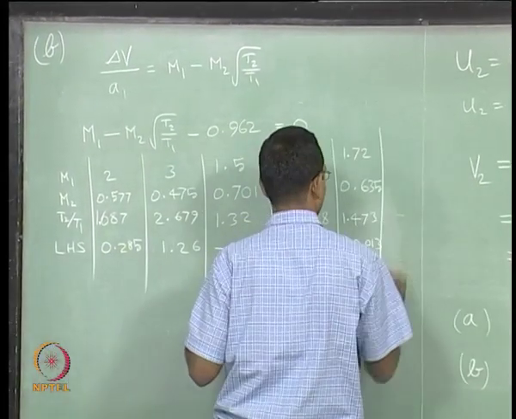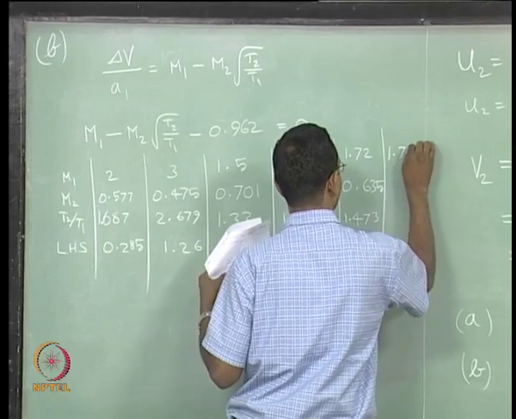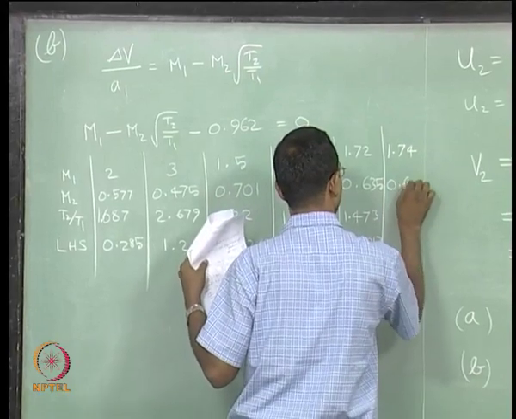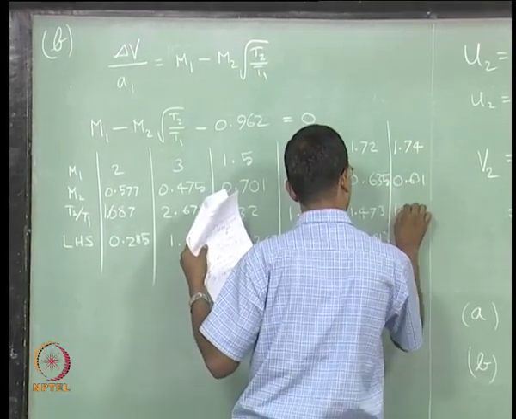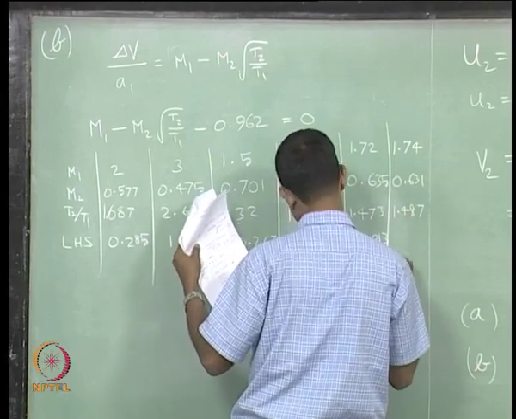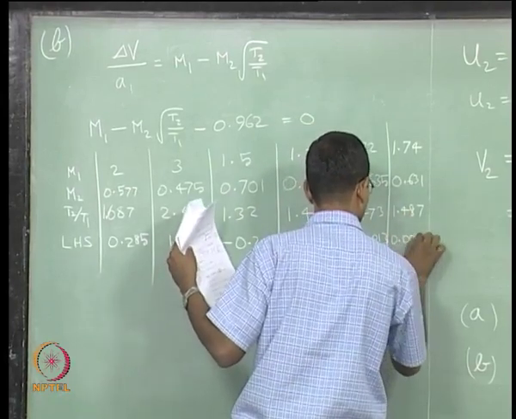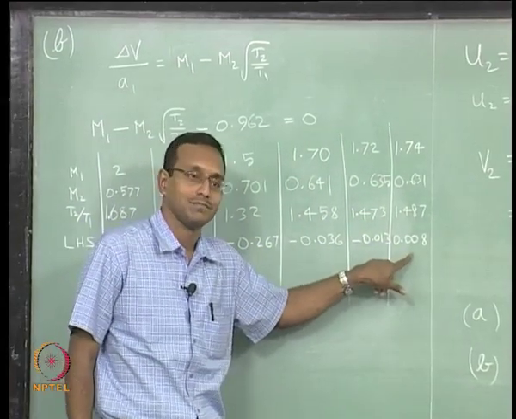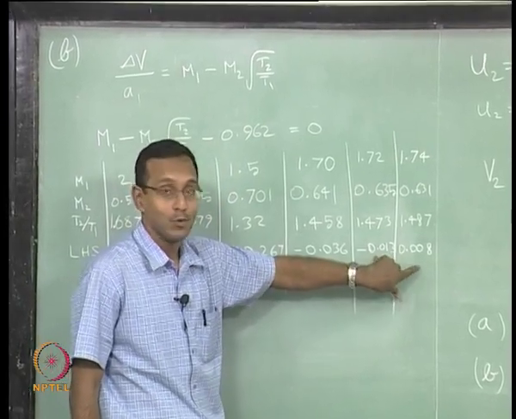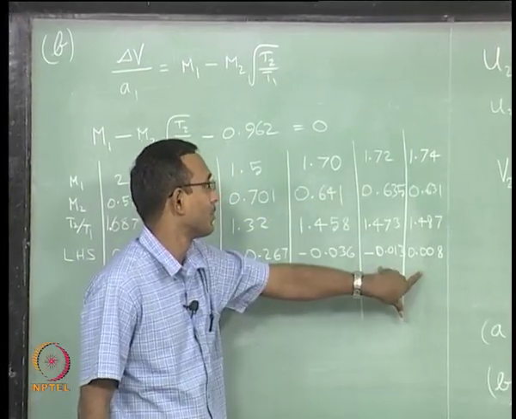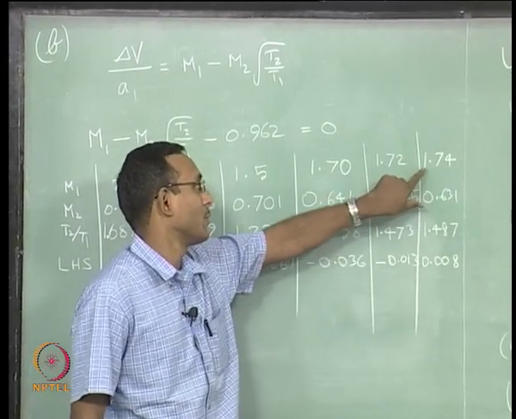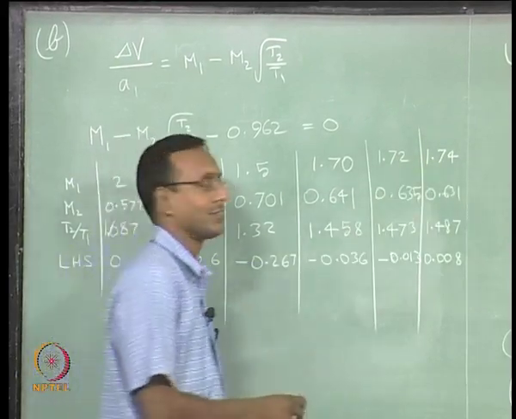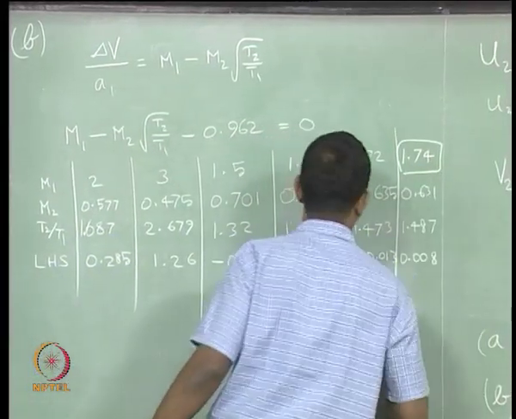Now, we will look at the next one, 1.74, I am moving in the correct direction, 0.631, 1.487 and this number is 0.008. This is the closest I could get and I have crossed. If I want, at this point I could interpolate between these two to get a closer answer, which will probably be 1.735, which if I approximate to the second decimal, the answer is 1.74. So, this happens to be my Mach number.